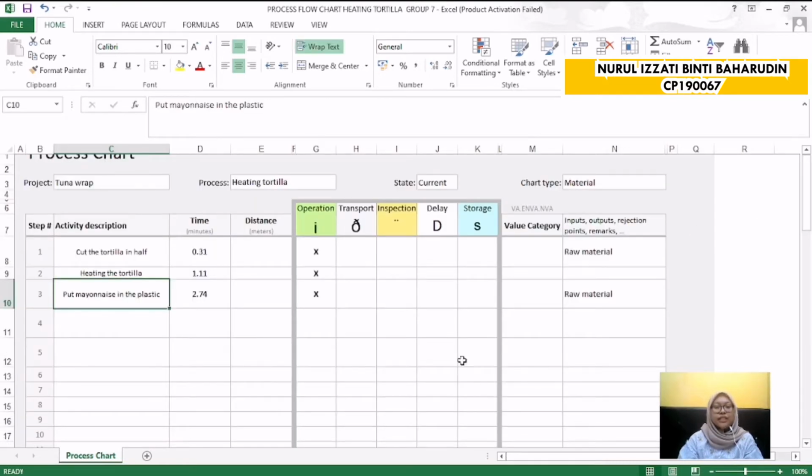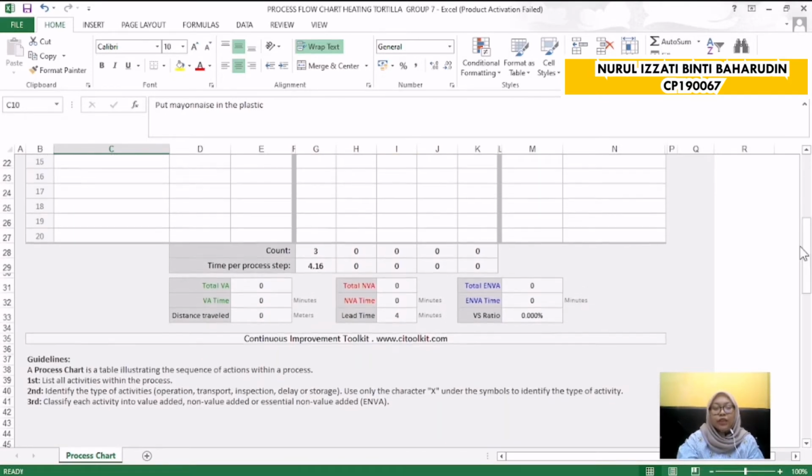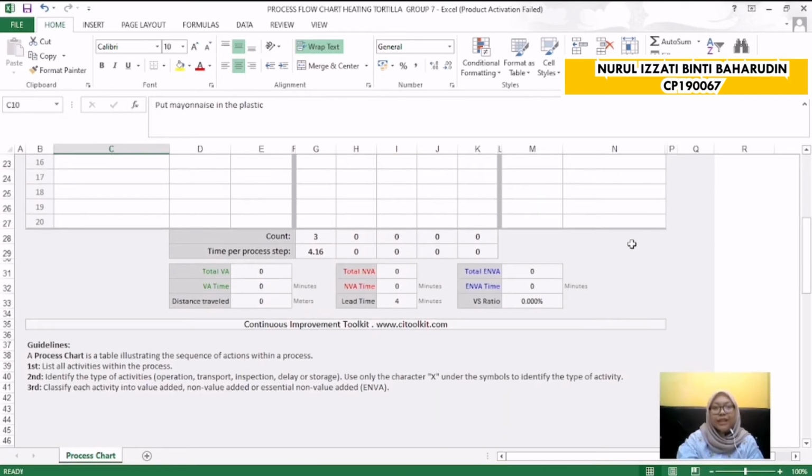So we move to the second process, which is heating the tortilla. In this process, we only have 3 activities, and based on our observation, the last activity, which is put mayonnaise in the plastic, takes the longest time, which is 2.74 minutes. This is because this activity is too complicated and we really need to be careful with it. The lead time for the entire process is 4 minutes.